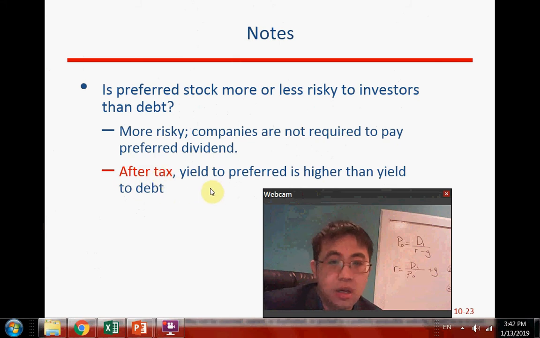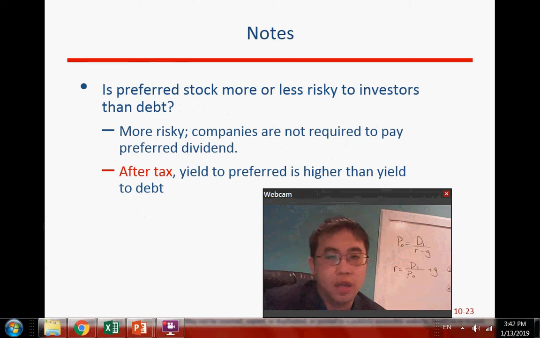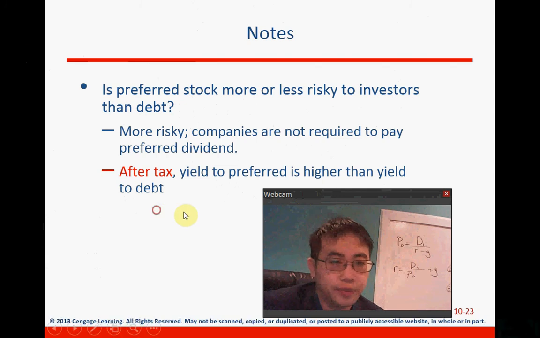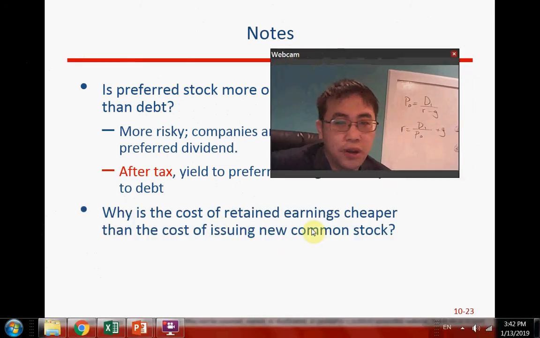This is after tax. Remember, in our example, our preferred stock has a yield or return of 9%, and the debt has a before tax return of 10%. Okay, but you have to consider the after tax part of it. So after tax cost of debt or return of debt is actually 6%, which is lower than the 9% preferred return.